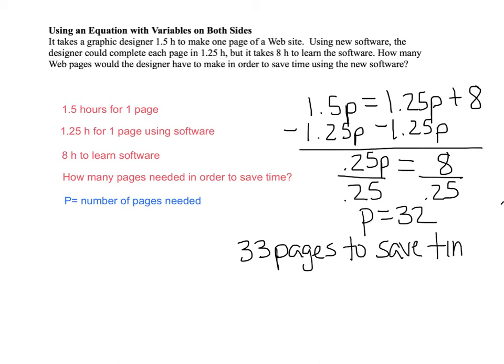Okay, again, because 32 would be the exact same amount of time. We set them equal to each other. So we found out that if they created 32 pages, they would finish at the same time, whether they used the software or did it by themselves. However, the 33rd page is where they begin to save time.